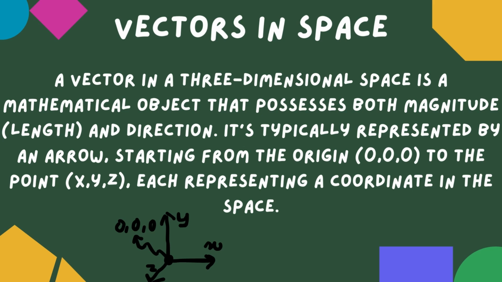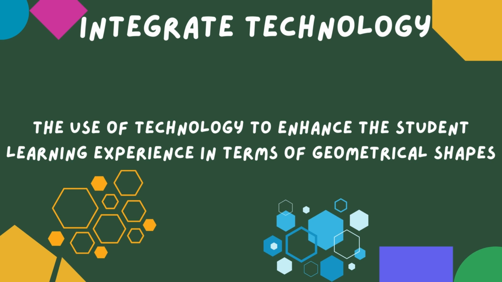Vectors in space. A vector in a three-dimensional space is a mathematical object that possesses both magnitude, length, and direction. It is typically represented by an arrow starting from the origin 0, 0, 0 to the point x, y, z, each representing a coordinate in space. Integration of technology. The use of technology to enhance the student learning experience in terms of geometrical shapes.